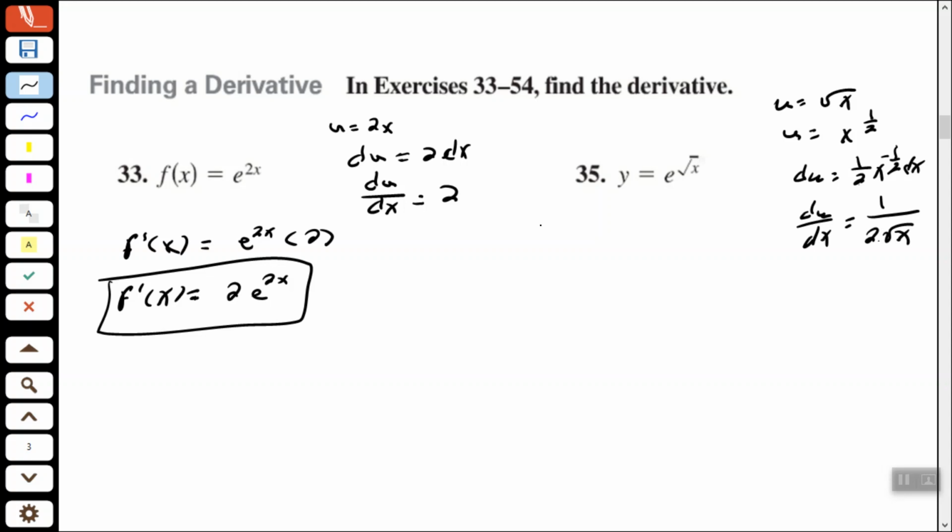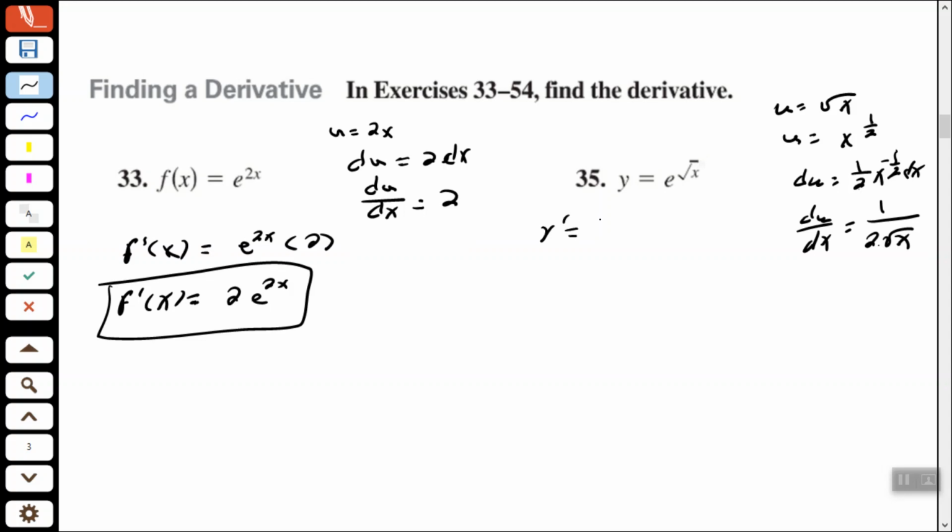Okay. So now I have y prime equals e to the u, so e to the square root of x, times du over dx, which is 1 over 2 times the square root of x. So e to the square root of x over 2 times the square root of x.